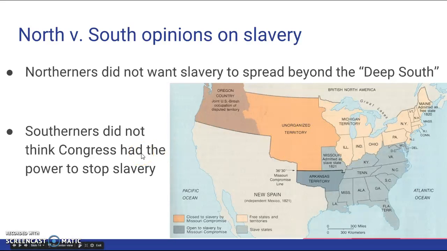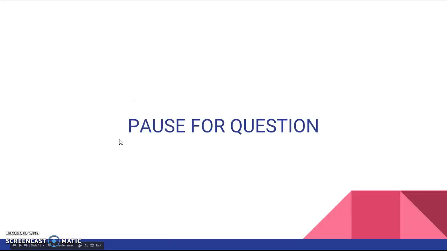Southerners, on the other hand, they want slavery to spread as far across the United States as it can. They don't think that Congress has the power. They don't think Congress has the authority to stop slavery and its spread. They use the justification that if slaves are property, you have a right to property. You have a right to that. It is protected by the United States Constitution. Therefore, Congress can't deny people their right to property. And if you say you can't have your slave in this territory, well, that's my right to property. The slave is my property. You're violating my rights. And that is the Southern argument. So Northerners and Southerners not seeing eye to eye on this particular issue.